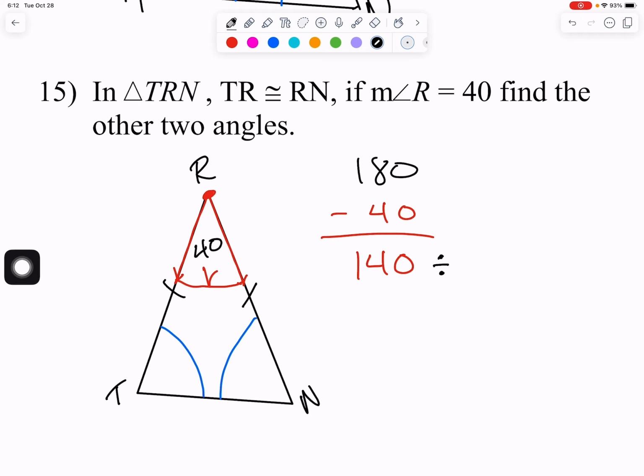you can also set up the fraction if you like. This is for my new learners. If I put the division there, it kind of assists them better than the fraction sometimes. Well, 140 divided by 2 is 70. And that, my friends, completes your triangle and completes the video. Let's go!